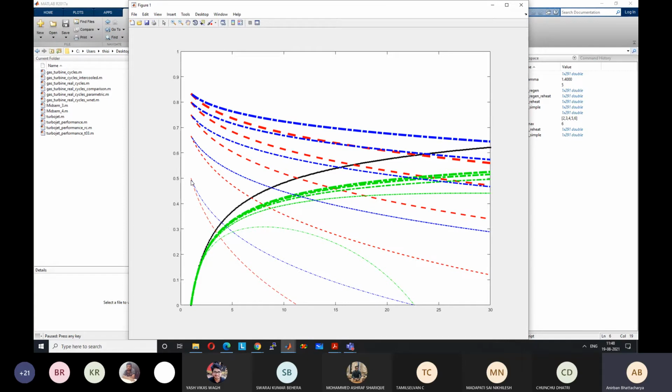So if you compare the simple regeneration cycle efficiency given by these red lines and the regeneration with reheat, we see that with reheat, the efficiency of the regeneration cycle increases. This is opposite to the behavior of adding reheat to the simple Brayton cycle. In one case, adding reheat has decreased the efficiency. In the other case, adding reheat has increased the efficiency. That is why I was telling that reheating with regeneration is very effective.